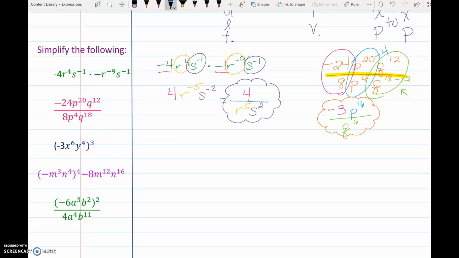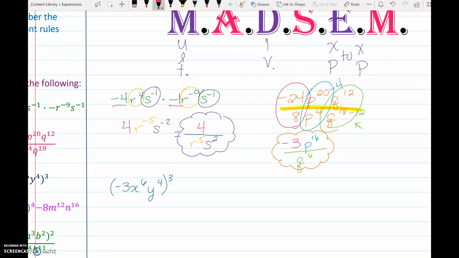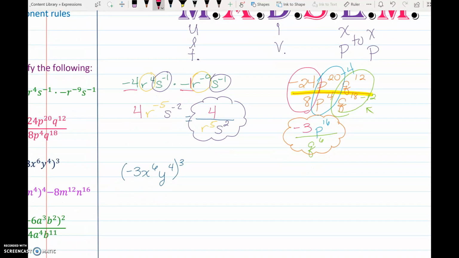All right, our next one. Negative 3x to the 6th, y to the 4th, and we're going to cube the whole thing. So what rule are we using? What's the operation? Well, I have one term, and I'm cubing the whole thing. So we're going to have exponent to exponents. First, I've got negative 3 cubed. So negative 3 times negative 3 times negative 3. Negative 3 times negative 3 gives me 9, times another negative 3 gives me negative 27.